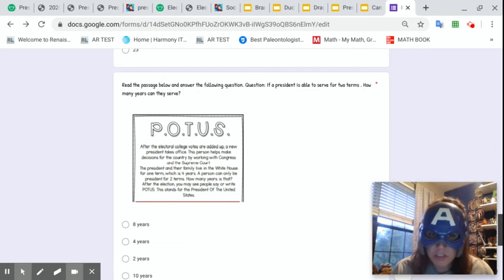So it could be Mr. Trump moving back in, or it could be Mr. Biden, who I will tell you a little bit about in the upcoming days. So he could potentially be the next president that moves into the White House. Okay. Now, the president and their family all live in the White House for one term. So a president has an opportunity to serve for 4 years.